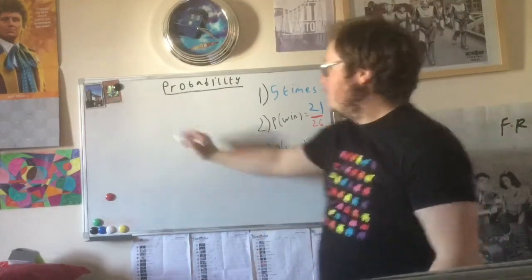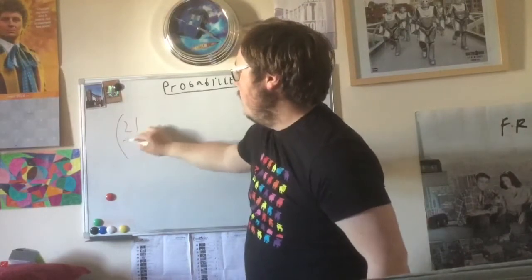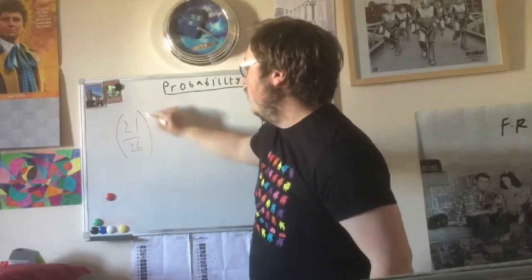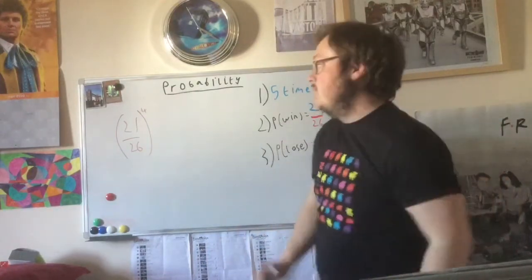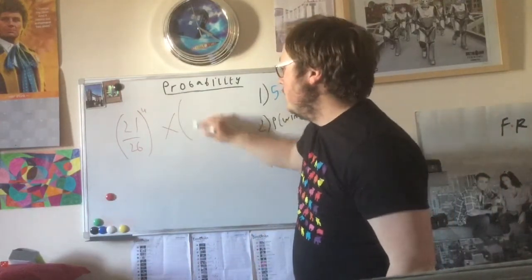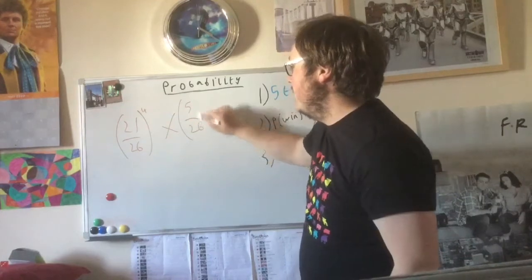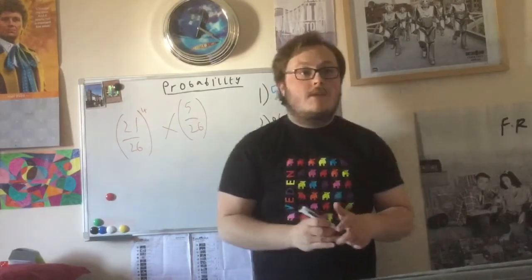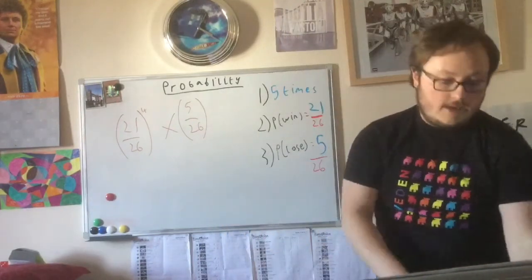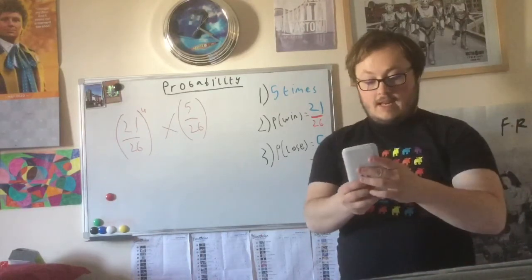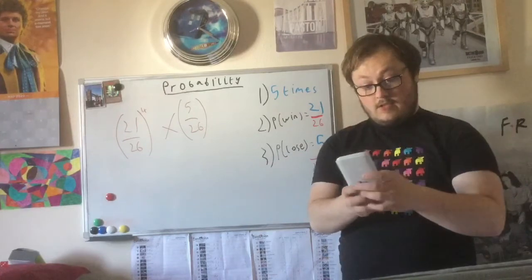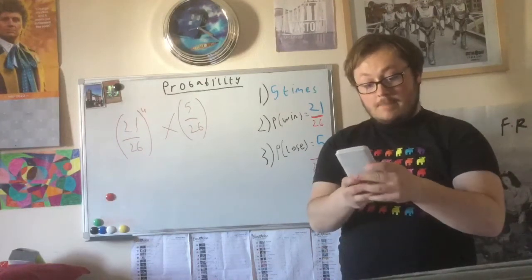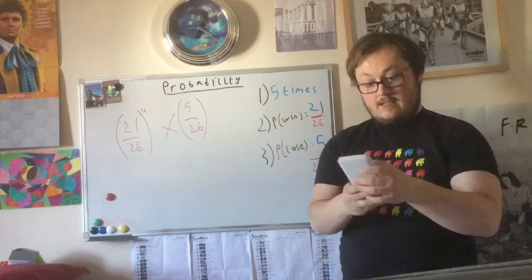So, what you do is 21 over 26, all to the power of 4, because I want to win 4 out of those 5 times, and then you multiply it by 5 over 26 to the power of 1, because there's one other event occurring. Now, let's enter this into our calculators. So we do 21 over 26 to the power of 4 multiplied by 5 over 26.